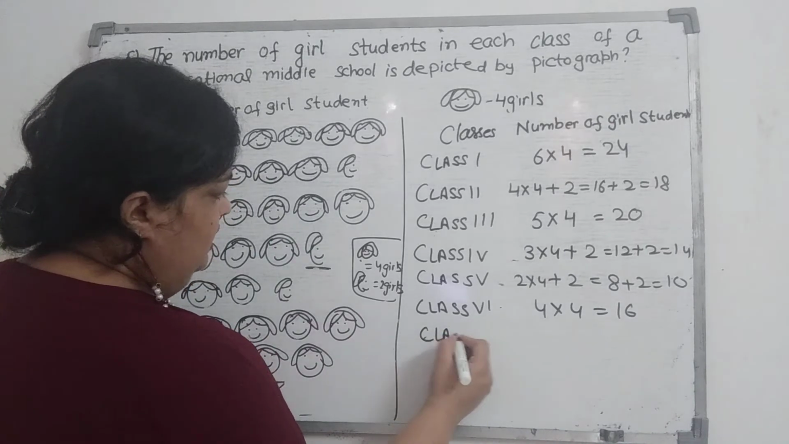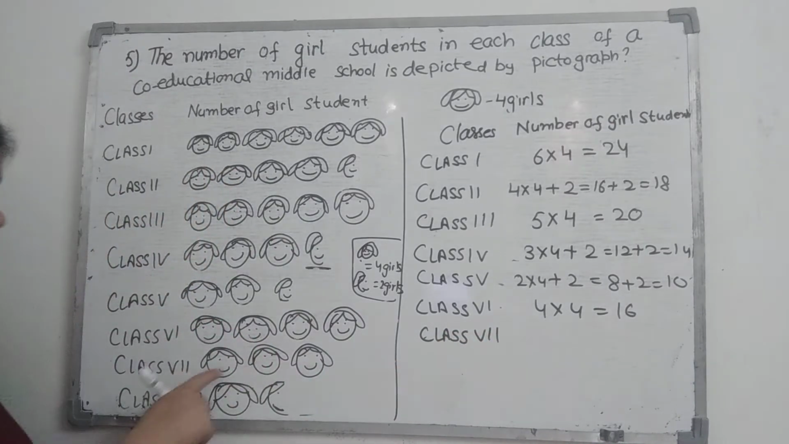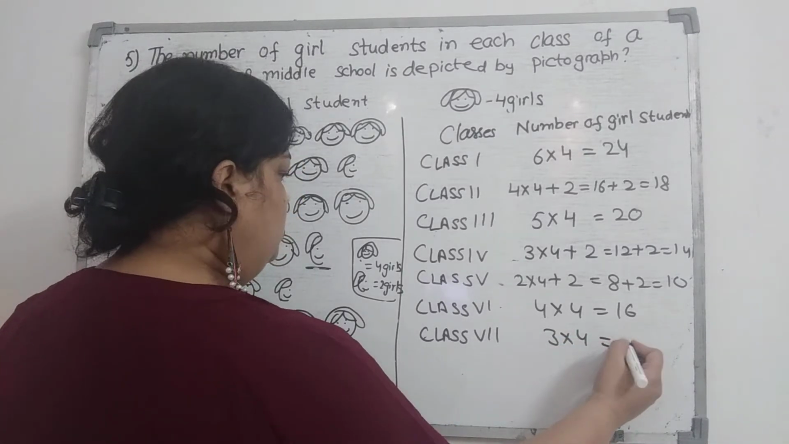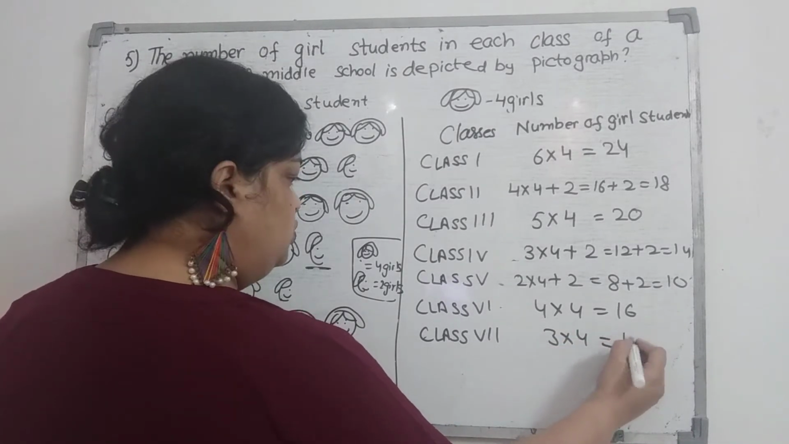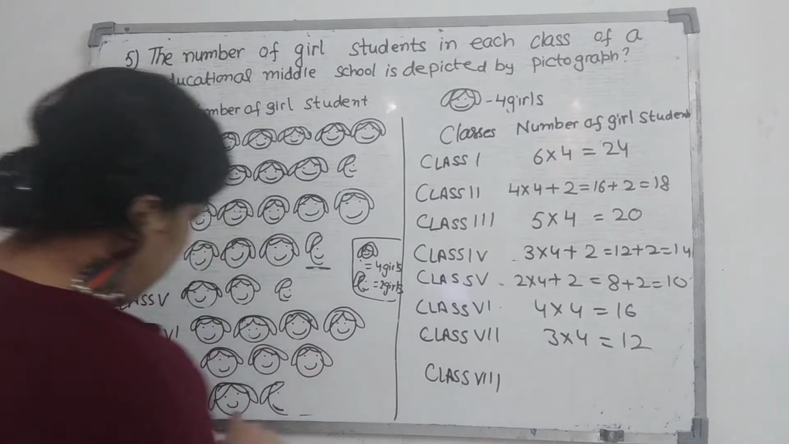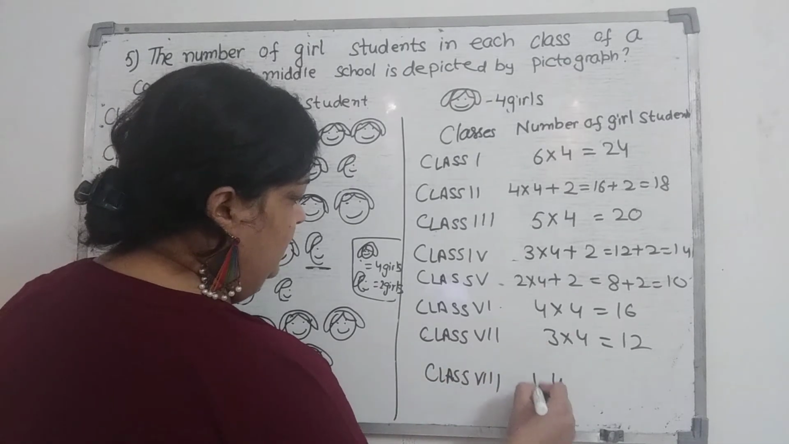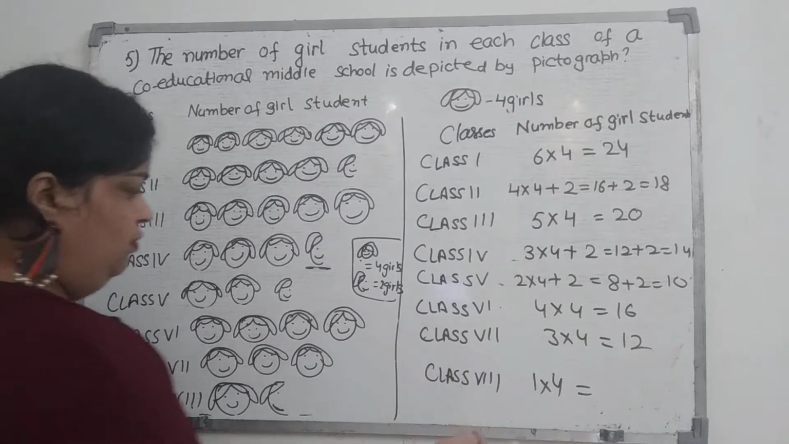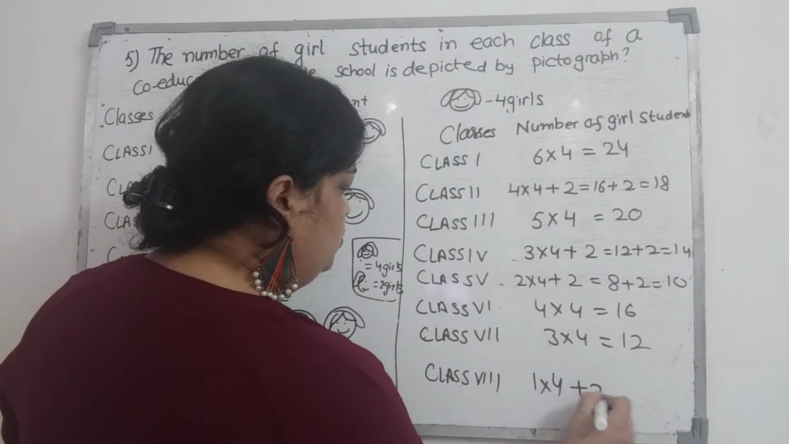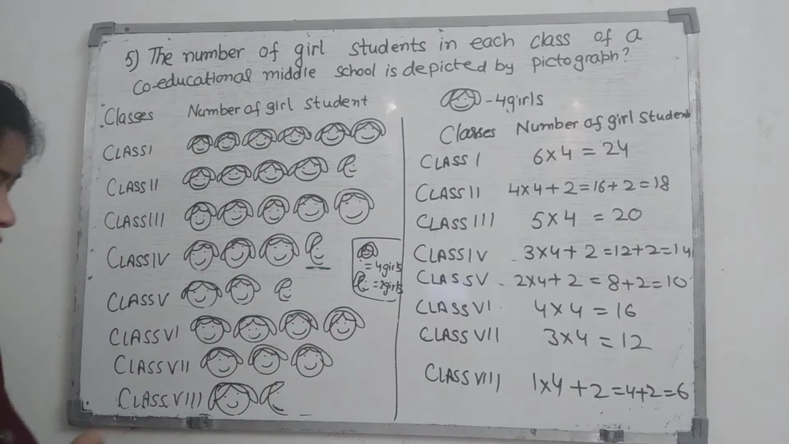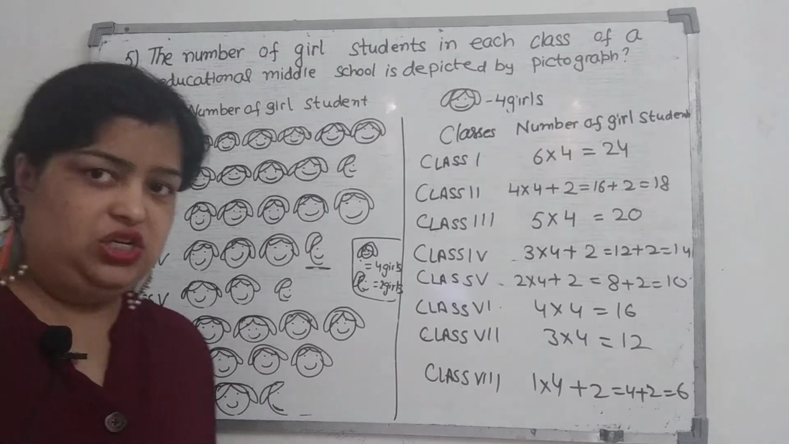And class 7, you can see we have 3 faces for class 7. So 3 multiplied by 4 is equal to 12. Class 8, 1 times 4. For 1 multiplied by 4 plus 2, that is 4 plus 2 is equal to 6. Now we found how many girl students are in each class.